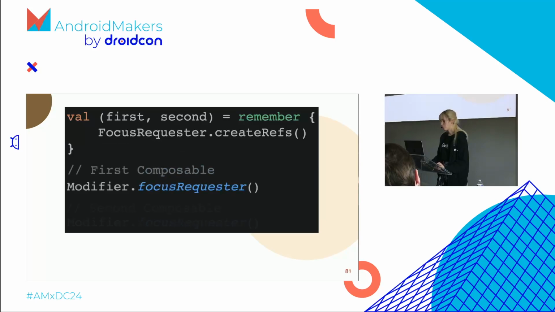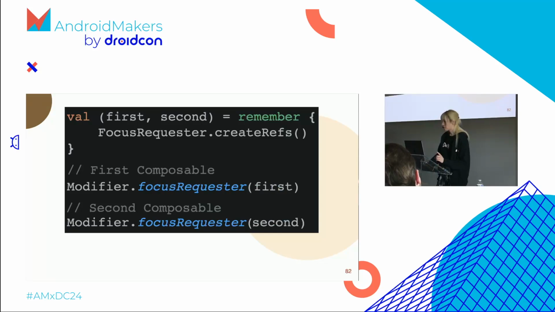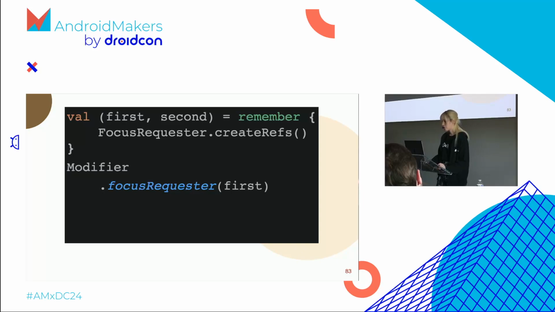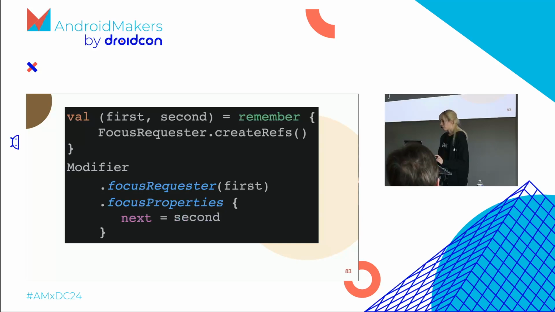And here are the two composables that we want to keep track of. You need to set the focus requester modifiers on each of them so that you can pass the references that we just created above. And finally, you can use the focus properties modifier to give the new direction. So from the first composable, when the user tries to navigate to the next element, we point to our second composable. And you're done.